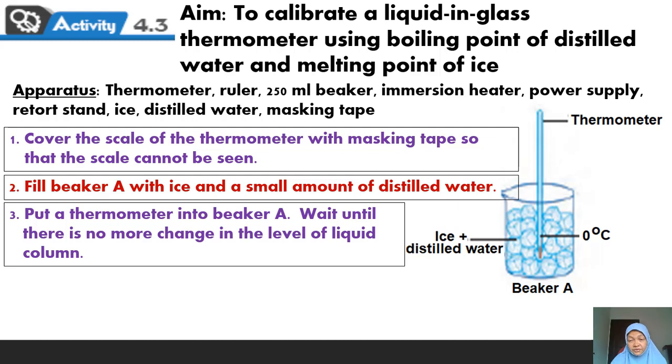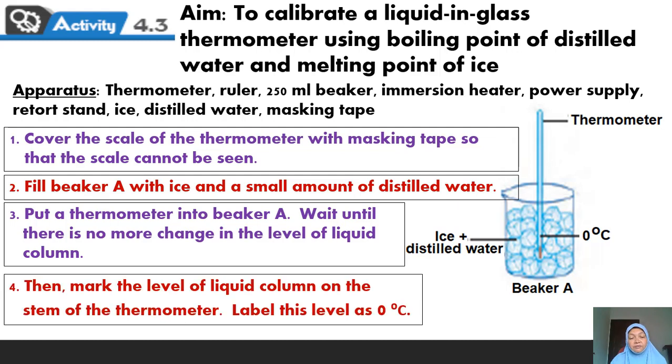So the temperature will drop, right? Wait until it stops changing, and then what we do is we mark the level of the liquid column on the stem of the thermometer and label this as 0 degrees Celsius. Okay, so we label it as 0 degrees Celsius.